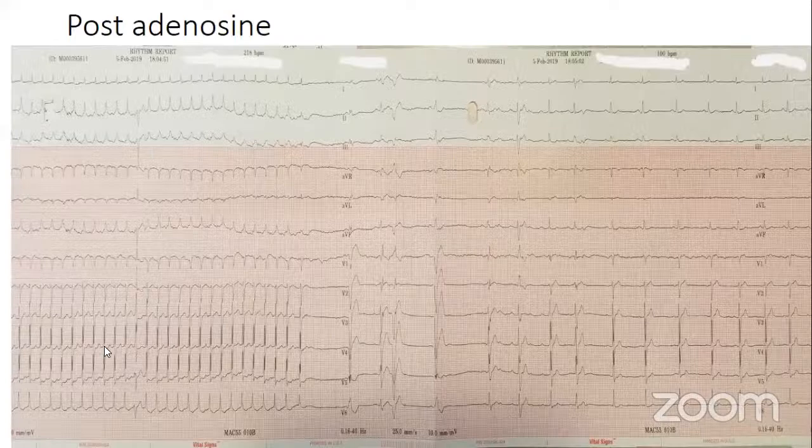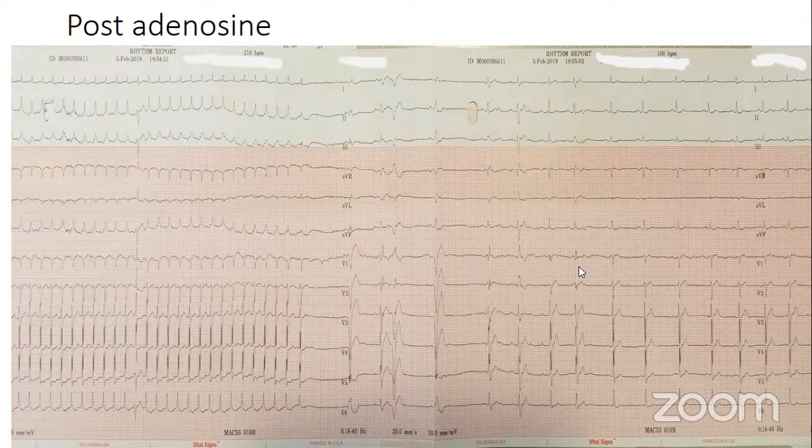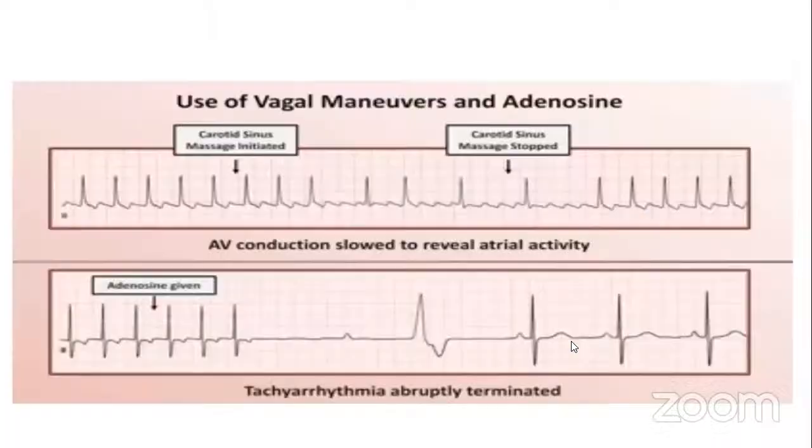We can see in case of SVT, after giving adenosine, the rhythm is reverted back to sinus. Use a vagal maneuver in case of SVT or carotid sinus massage. Here, the sawtooth type tachycardia, that is atrial flutter, is manifested. And in case of SVT, this is AVNRT, after an escape rhythm, the sinus rhythm is reverted back.